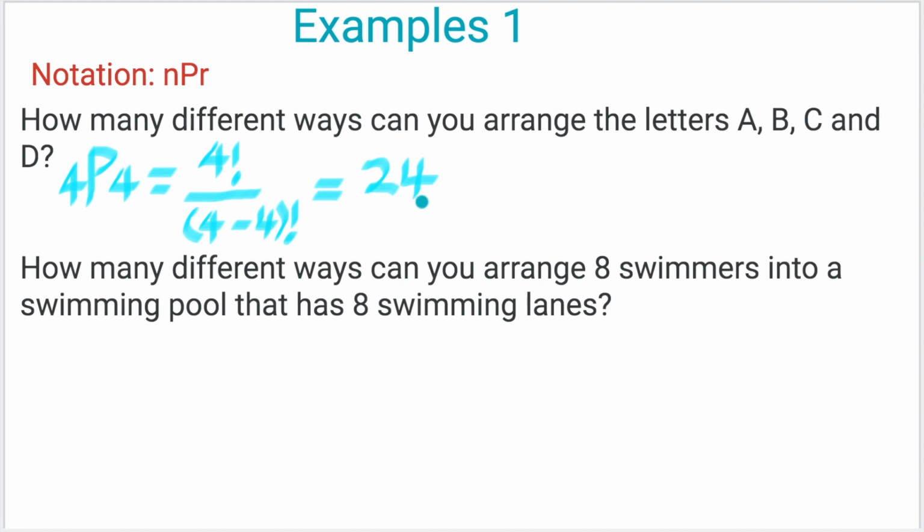Let's take a look at the second example. How many different ways can you arrange 8 swimmers into a swimming pool that has 8 swimming lanes? This is going to be a permutation because here we're looking for different ways. We care about the order.